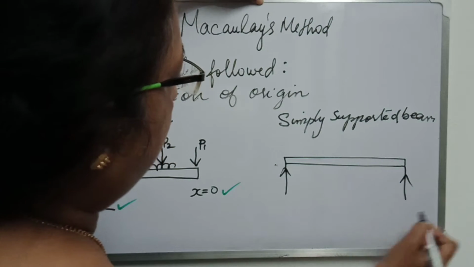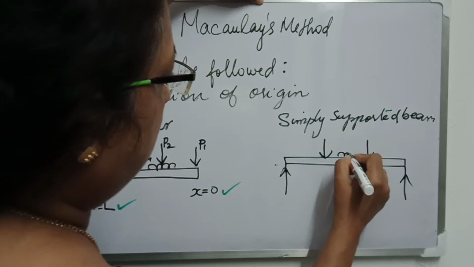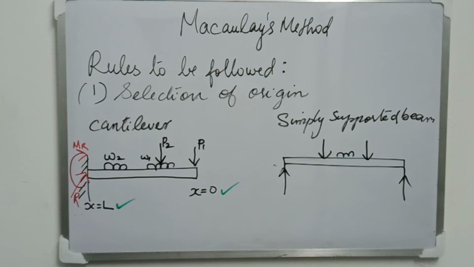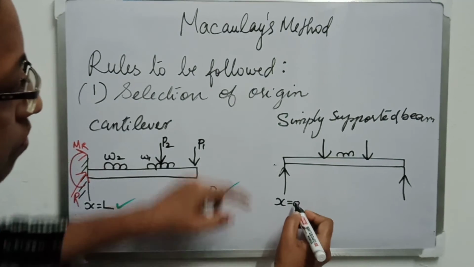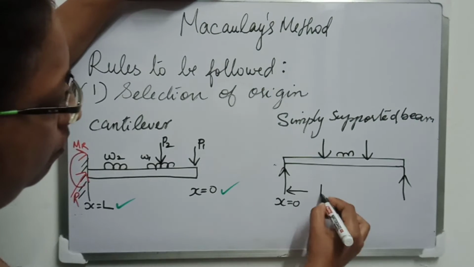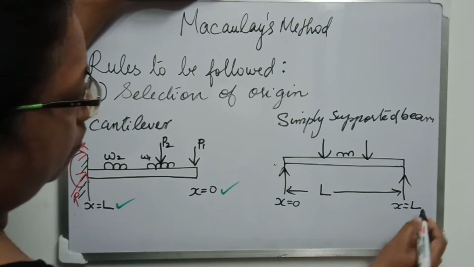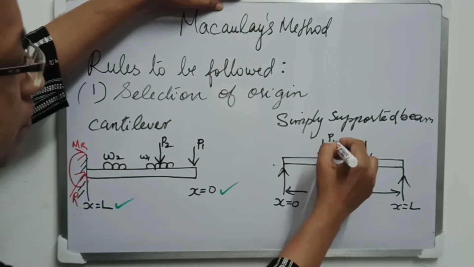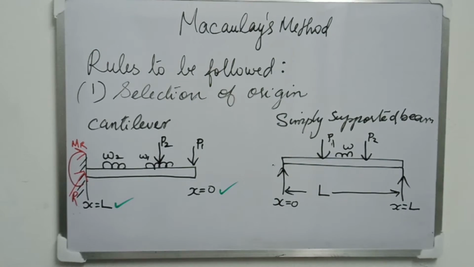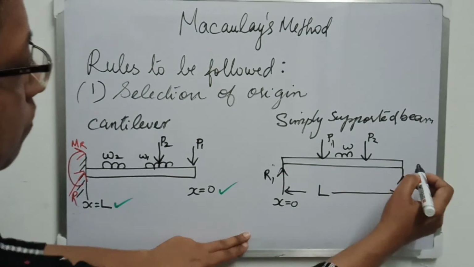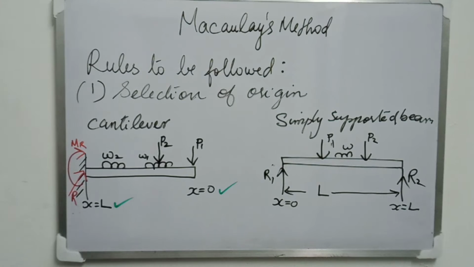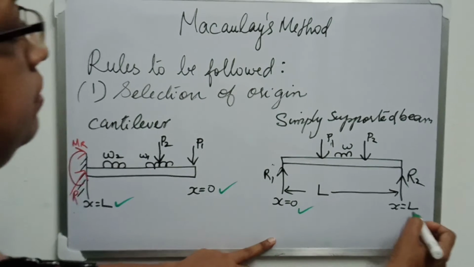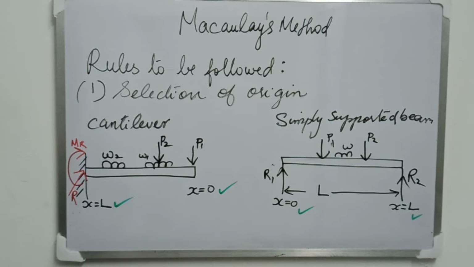Now let us consider a simply supported beam. Here you can see two point loads and a UDL, and you can see the reaction at the supports also. In this case, conveniently we can take extreme left as origin. That is x is equal to 0 is the origin, which is extreme left of the simply supported beam. You can see there two point loads and a UDL and the two reactions.